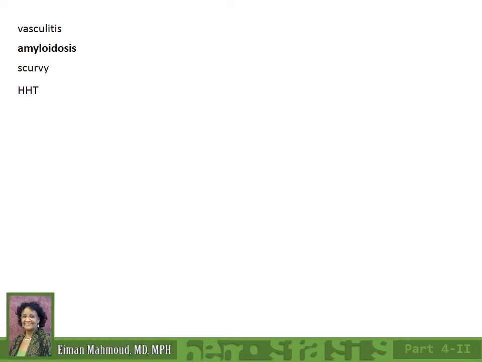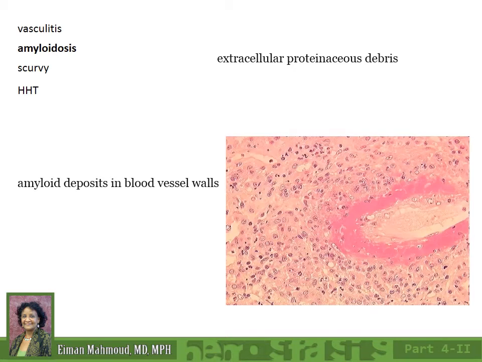Another pathology which affects the blood vessels is amyloidosis. And we've learned earlier in the fall that amyloid refers to a precursor protein that is deposited outside the cells inside organs, and it can affect the function of these organs. So in this case, the amyloid is deposited extracellularly around blood vessels.